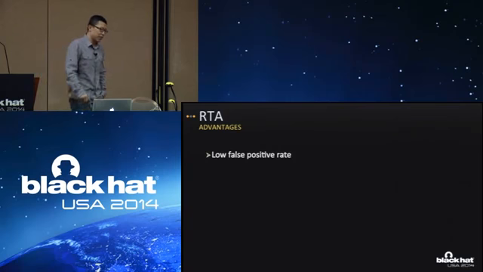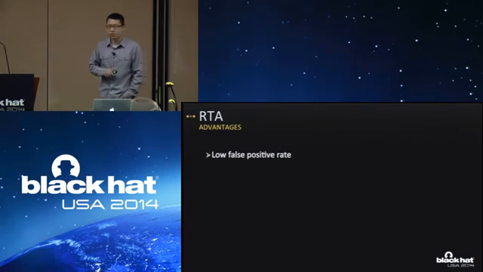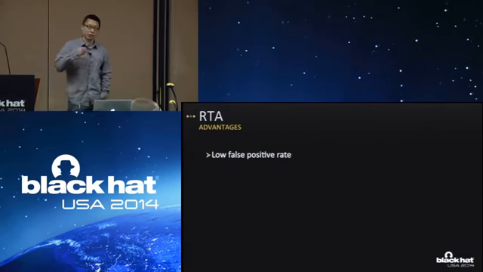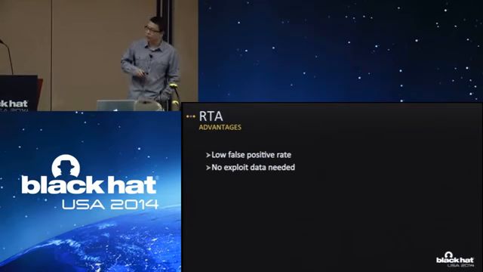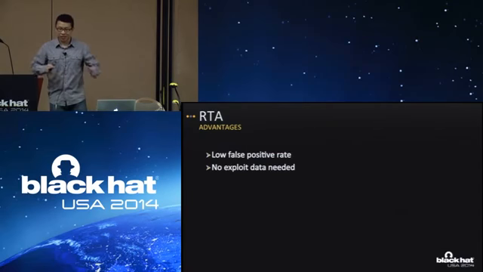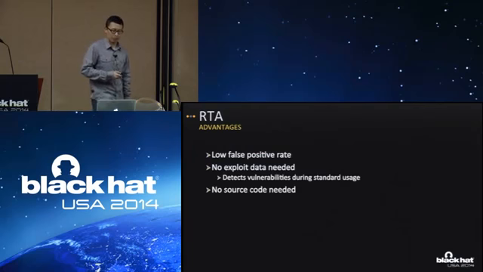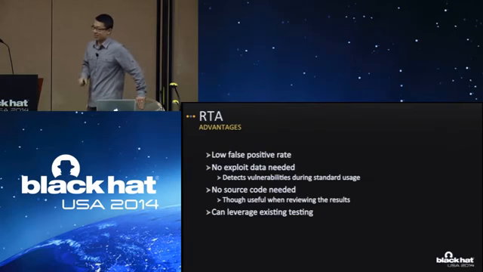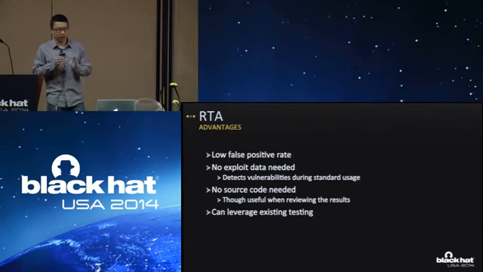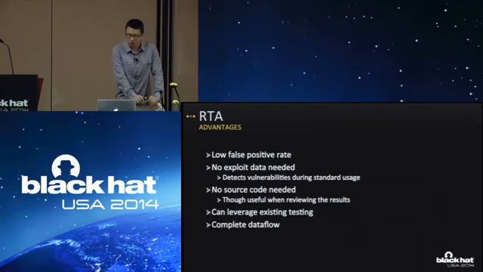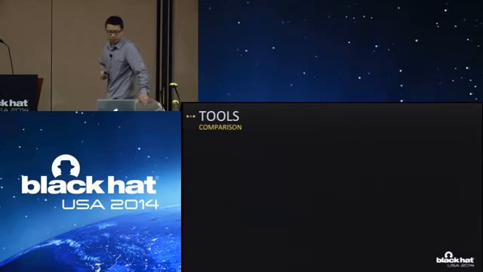So what are the advantages of runtime analysis? We have a few of them. For example, it has a very low false positive rate, because everything at runtime is actually what the program can run. And also, you don't need exploit data, because runtime analysis runs purely on the taintedness of data. As long as data is tainted, we tag it, and we know it's a vulnerability. We don't need source code because it's runtime analysis. And it can leverage existing testing. This I will talk about more in the future in the integration part, because it will be really exciting. And if you design correctly, it's also able to get complete data flows. We're going to talk about what is complete data flow and what is correct data flow.